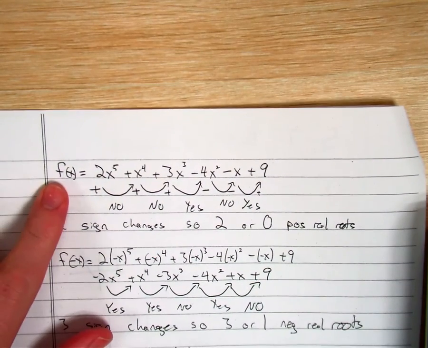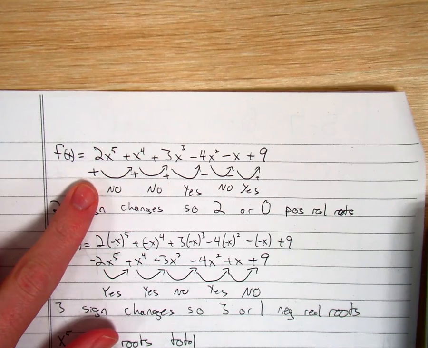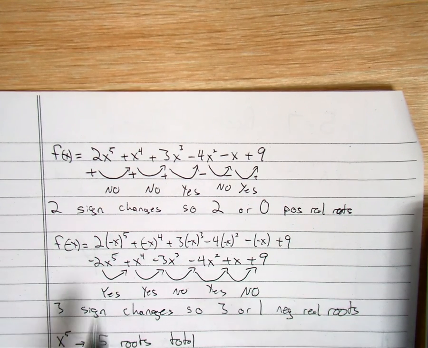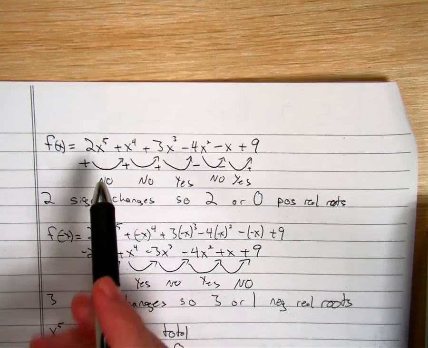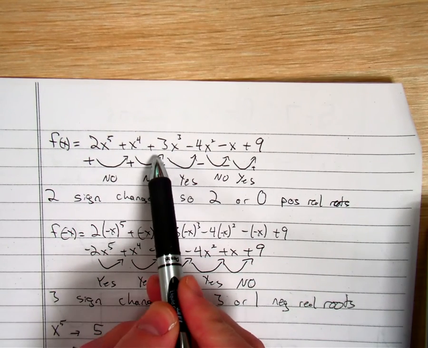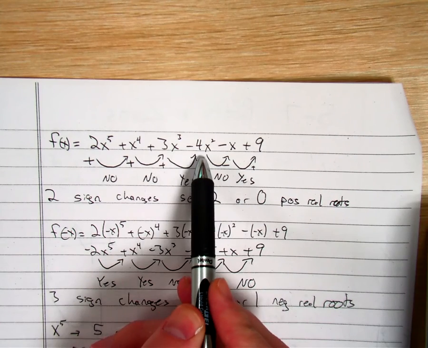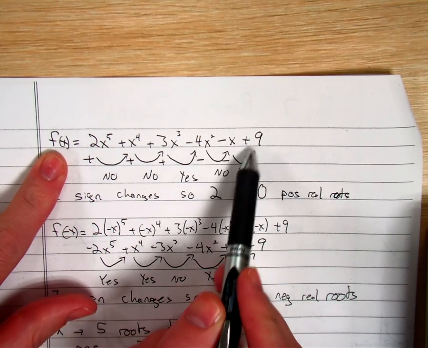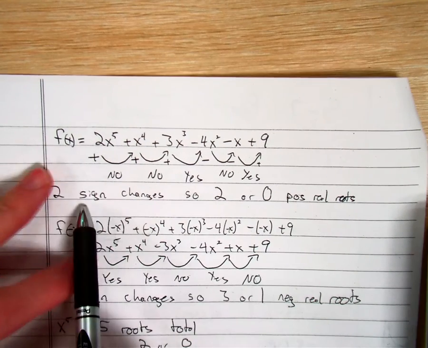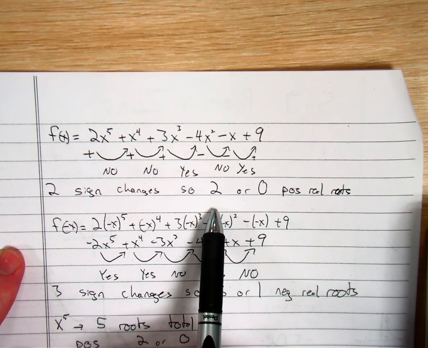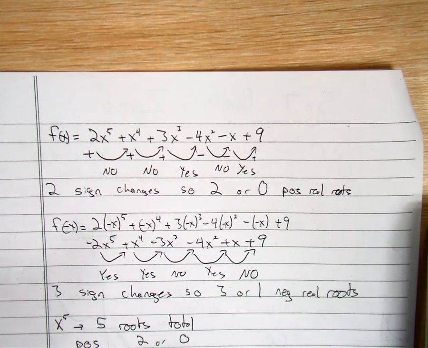So we're looking at f of x equals 2x to the 5th plus x to the 4th plus 3x to the 3rd minus 4x squared minus x plus 9. So this is our regular f of x. We're trying to count our sign changes. Positive to positive didn't change. Positive to positive didn't change. Positive to a negative, there's one change. Negative to a negative didn't change. Negative to a positive, two changes. Two sign changes, so I would expect two positive real zeros or none. Okay, count down by twos. Two or none.